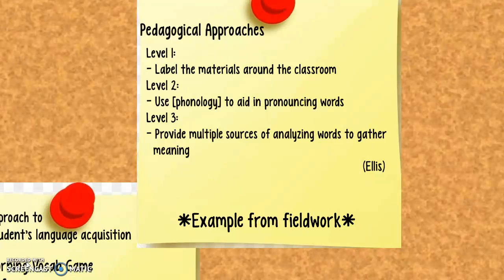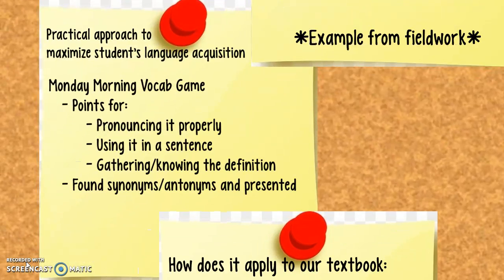The teacher I observed during my fieldwork provided an excellent example of what a level 3 approach to incorporating language acquisition would look like in her 5th grade classroom. Her practical approach to maximize students' language acquisition was through a Monday morning vocabulary game. To start, she writes a list of vocabulary words for the week on the board. She then gives the class points if they can work together to pronounce it properly, use it in a sentence, and if they can figure out the definition.